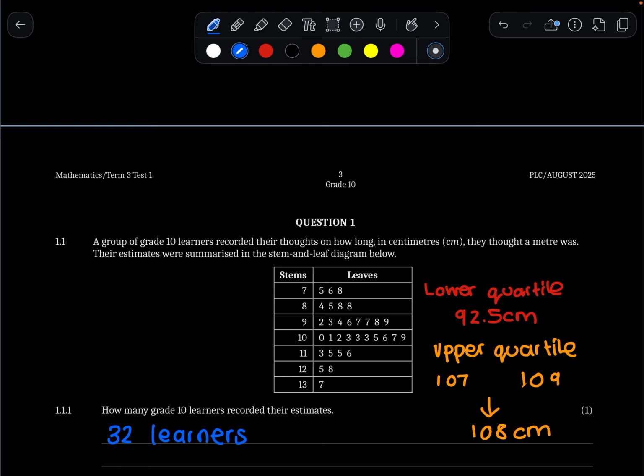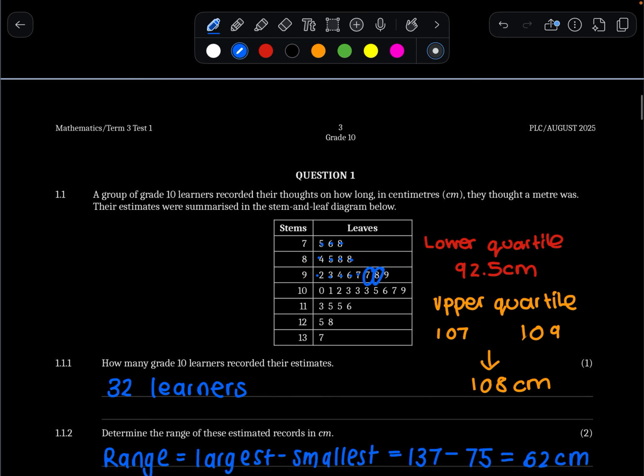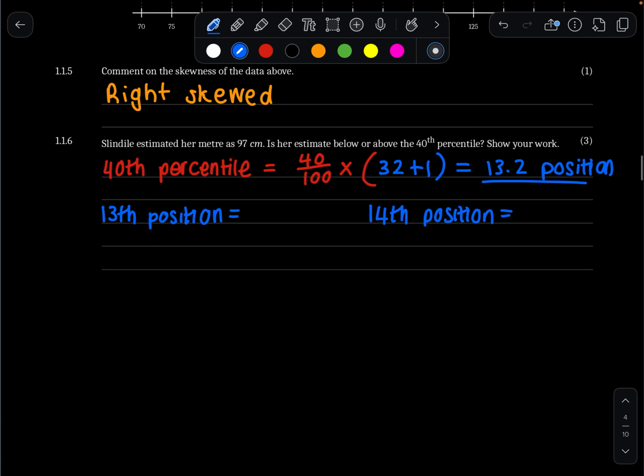Okay, so 1, 2, 3, 4, 5, 6, 7, 8, 9, 10, 11, 12. So 13 and 14. So it's either 97 or 98. Okay, the 13th position is 97 centimeters. The 14th position is 98 centimeters. We want the 13.2 position.